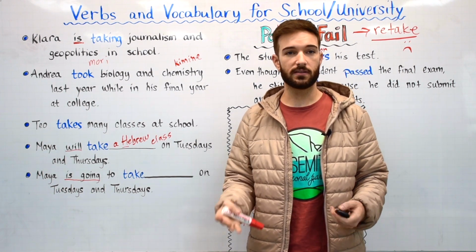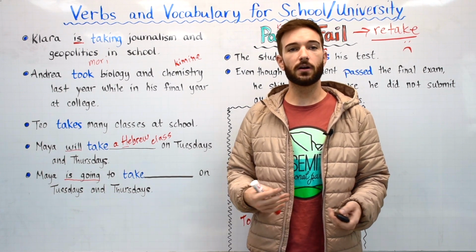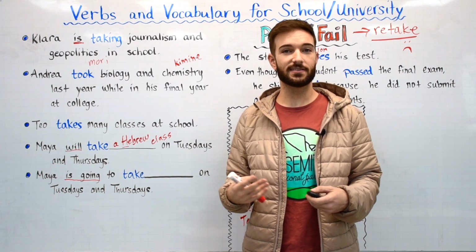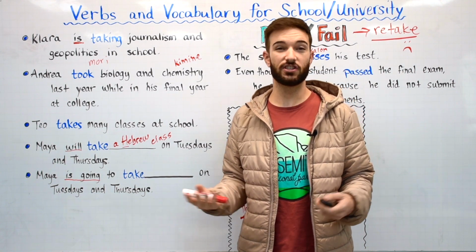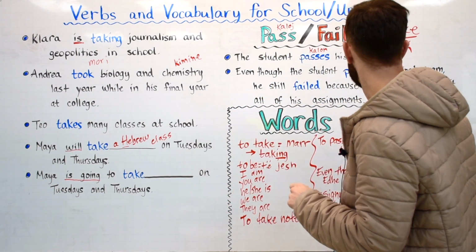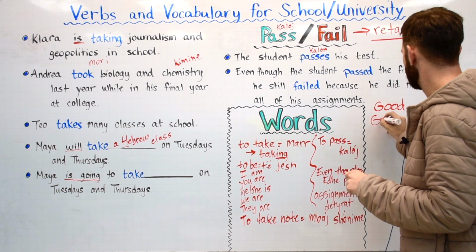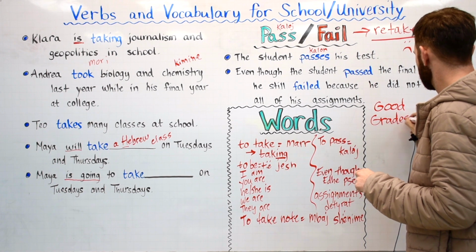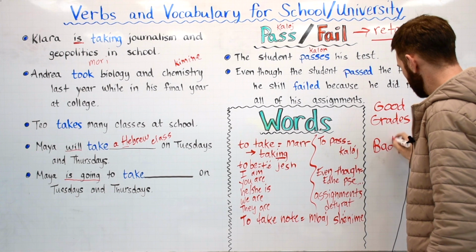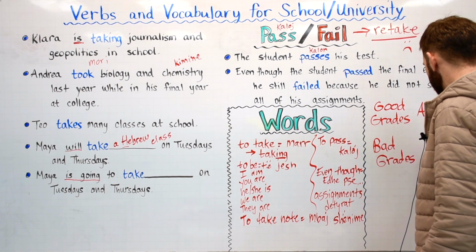Okay? When we are good students, we get good grades, but when we are not good students, then we usually get bad grades. So here I'll say, you have good grades, that's like A+, and then you get bad grades, which is like F.